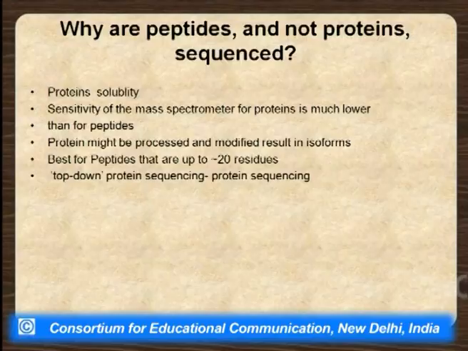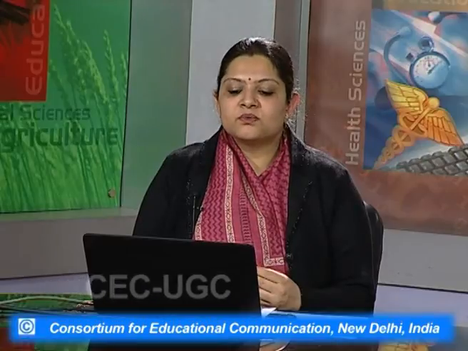Most of the hydrophobicity, etc. is lost and it becomes a more homogeneous sample. And the sensitivity of the mass spectrometer for proteins is much lower because there is more noise. And many times proteins, while they are processed, may result in numerous isoforms which can complicate the results. So, peptides up to 20 residues long are best for mass spectrometry. However, with the development of technique, we have top down protein sequencing, where we can take the entire protein and sequence it.